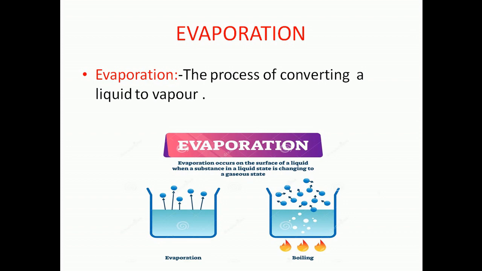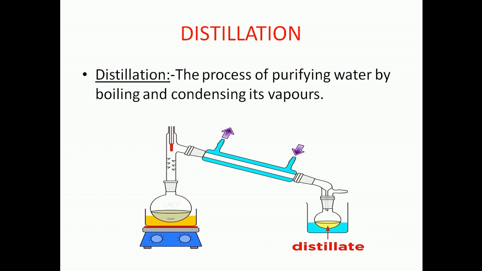Now, next process is distillation. Distillation is a process of purifying water by boiling it and condensing its vapor. This process requires a distillation flask, a cooling arrangement, and a collector. In this process, the impure water is heated in the distillation flask. It starts boiling and steam is formed. Steam rises up and enters the cooling arrangement only to change back into water. This pure water is collected in the collector. The impurities are left behind in the distillation flask.